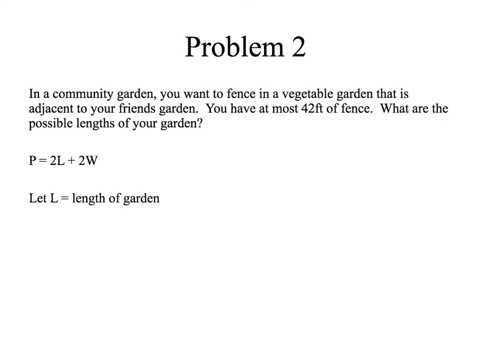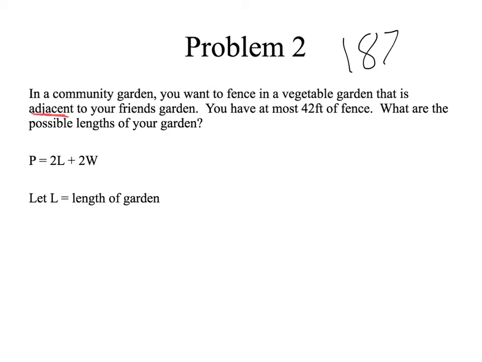Now problem 2 is a word problem. So if you have your book, it's page 187. It says, in a community garden, you want to fence in a vegetable garden that is adjacent to your friend's garden. Adjacent just means like right beside each other. Like my classroom is adjacent to, I think, the boys' bathroom, like they're right beside each other. Okay, you have at most 42 feet of fence. So what are the possible lengths for your garden?